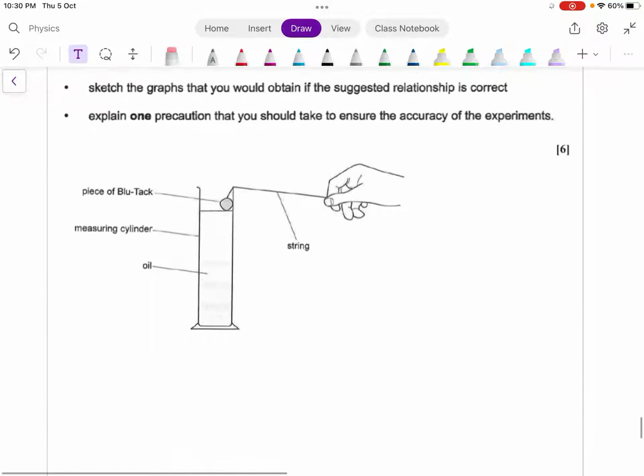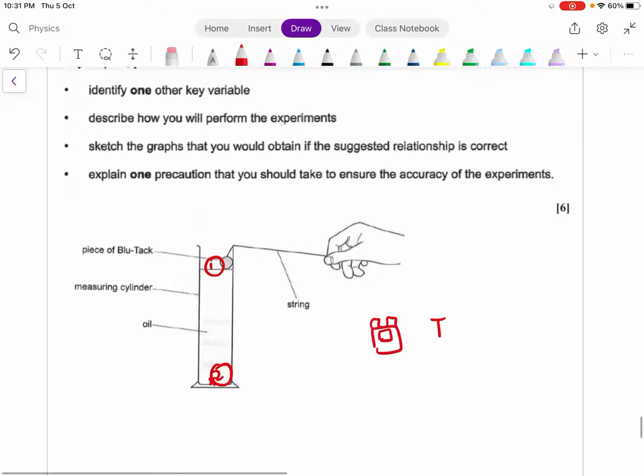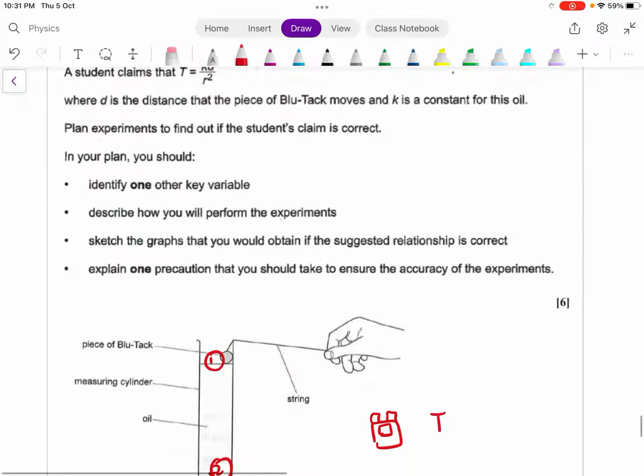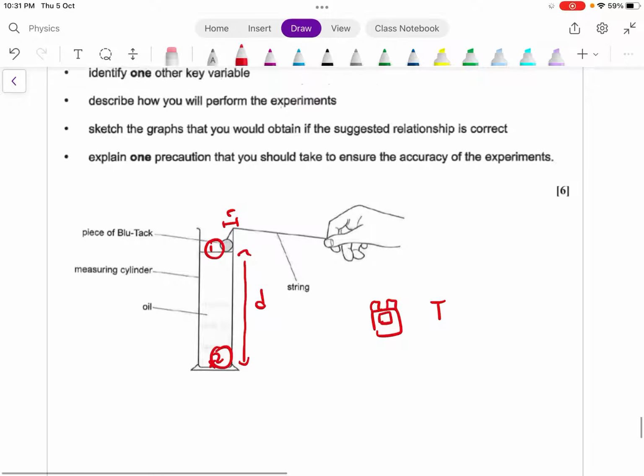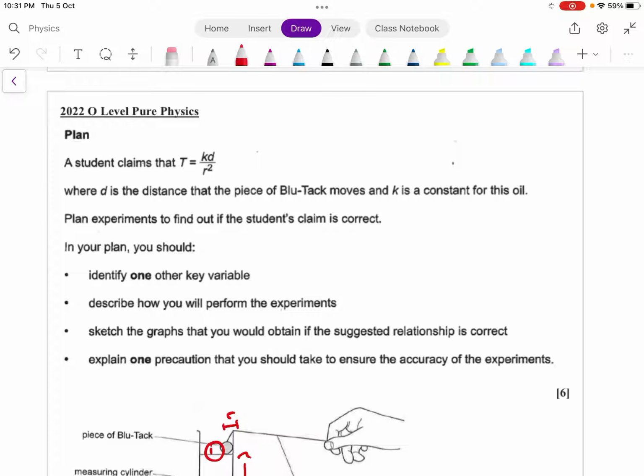Okay, so with this, maybe I just show the context. We are asked to drop a blue tag through this oil. Of course, the time that the blue tag takes to move from this point all the way to the bottom will be the time. So let's just say I draw a stopwatch. This is the t. So what is the d and r? d is just the depth of the oil, and r is the radius of the blue tag. If you recognize one thing, we have two independent variables.